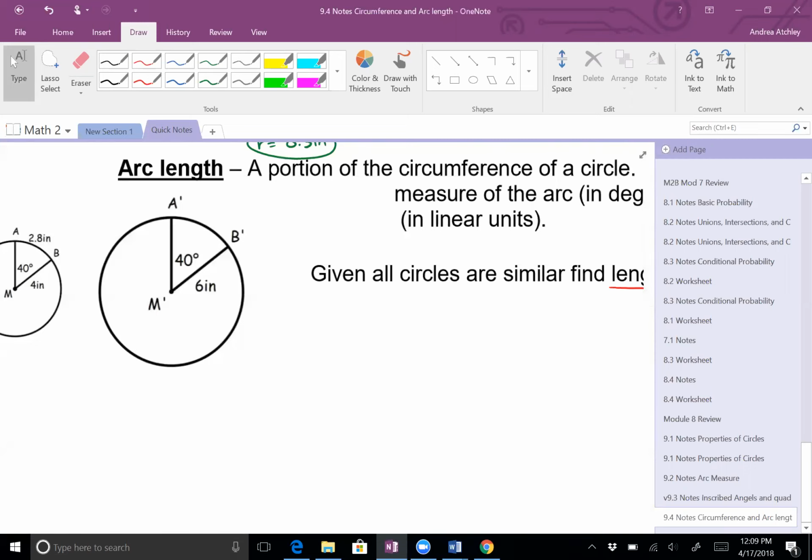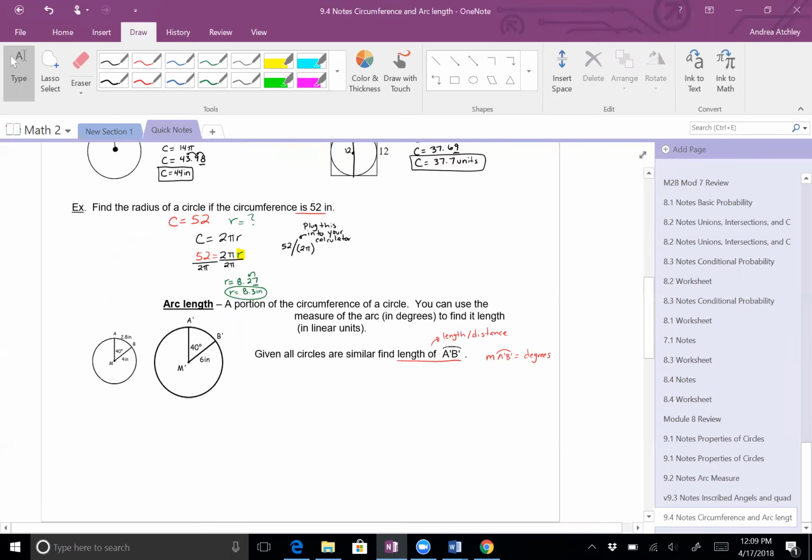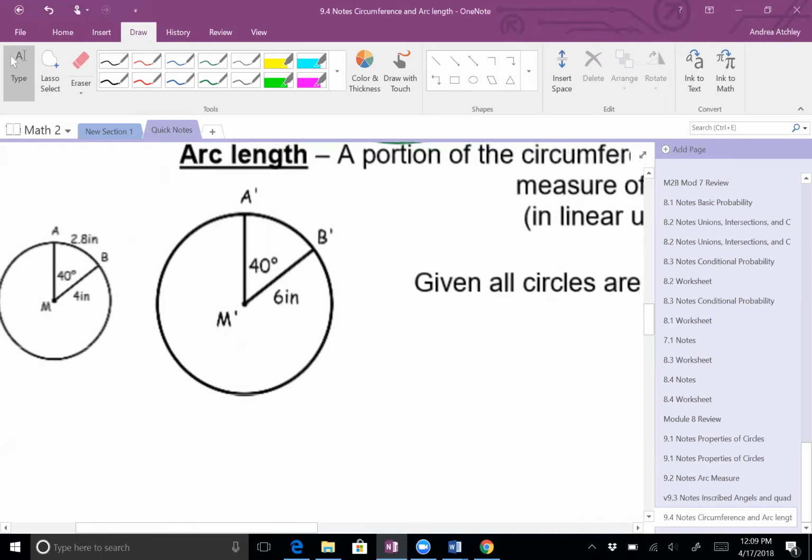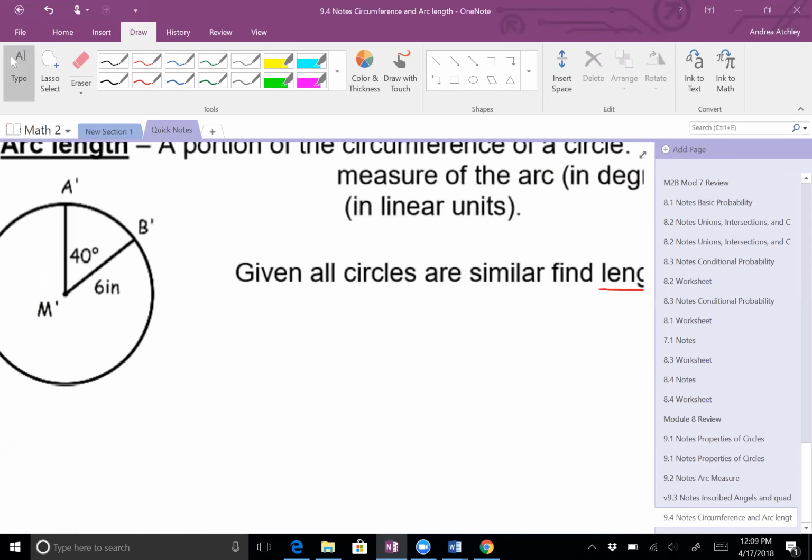Okay, so because we have similar circles here, because all circles are similar. Remember, similarity means the sides are proportional and all the angles are congruent. In circles, you don't have angles, you just have central angles and inscribed angles. And you don't have side lengths, you just have radii. So the radius is the only thing you need to find the scale factor. So we first want to find the scale factor.